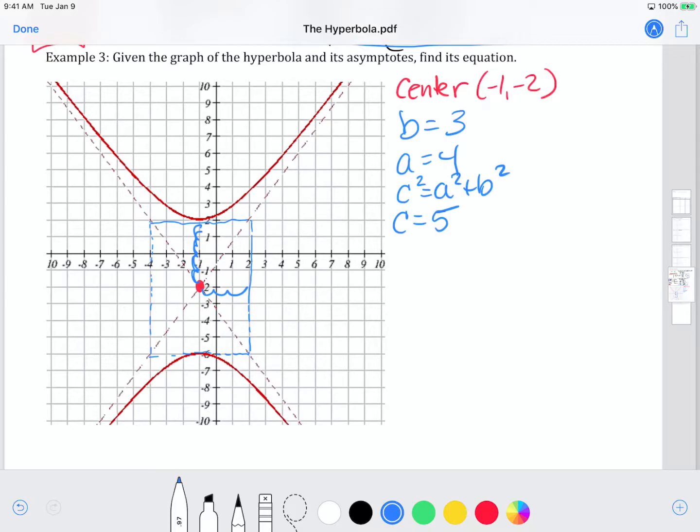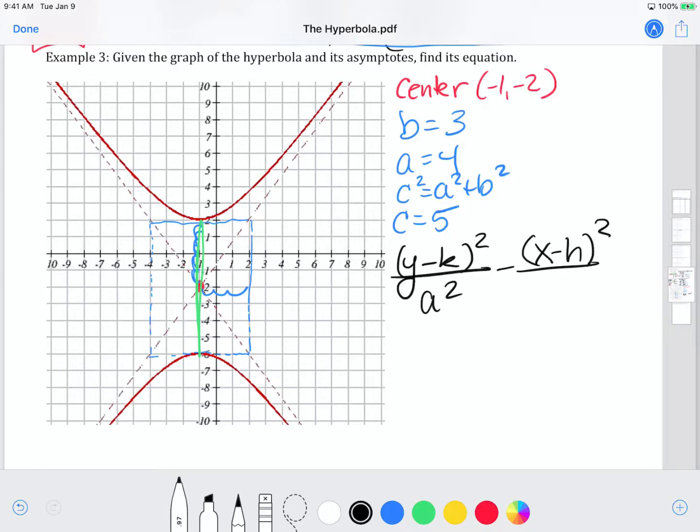My transverse axis is running vertically, which means my y squared needs to come first. However, this is also a shifted hyperbola, so when I write my final equation, it's going to look like this. And I've got to plug in my values for h, k, a, and b. Here's my h and here's my k.